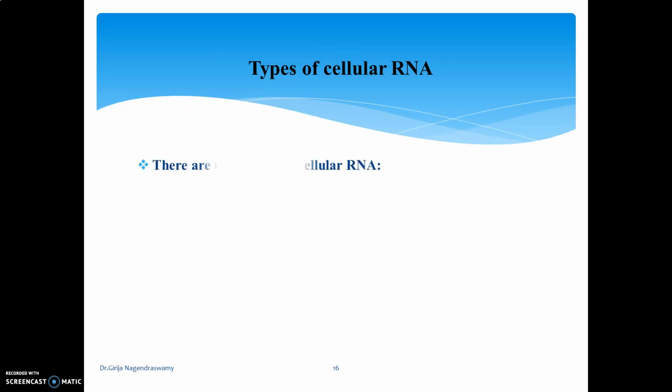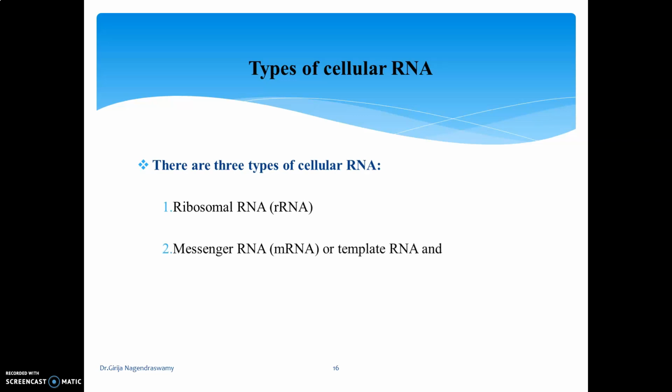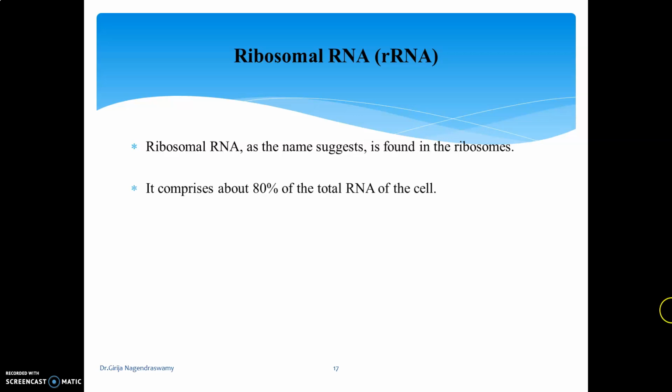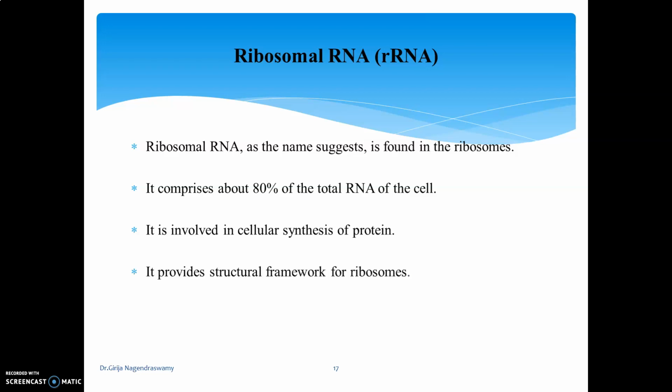Types of cellular RNA. There are three types of cellular RNA. One is ribosomal RNA, rRNA. Second one is messenger RNA, mRNA or template RNA. Third one is soluble RNA, sRNA or transfer RNA. Ribosomal RNA, as the name suggests, is found in the ribosomes. It comprises about 80% of the total RNA of the cell. It is involved in cellular synthesis of protein. It provides structural framework for ribosomes.